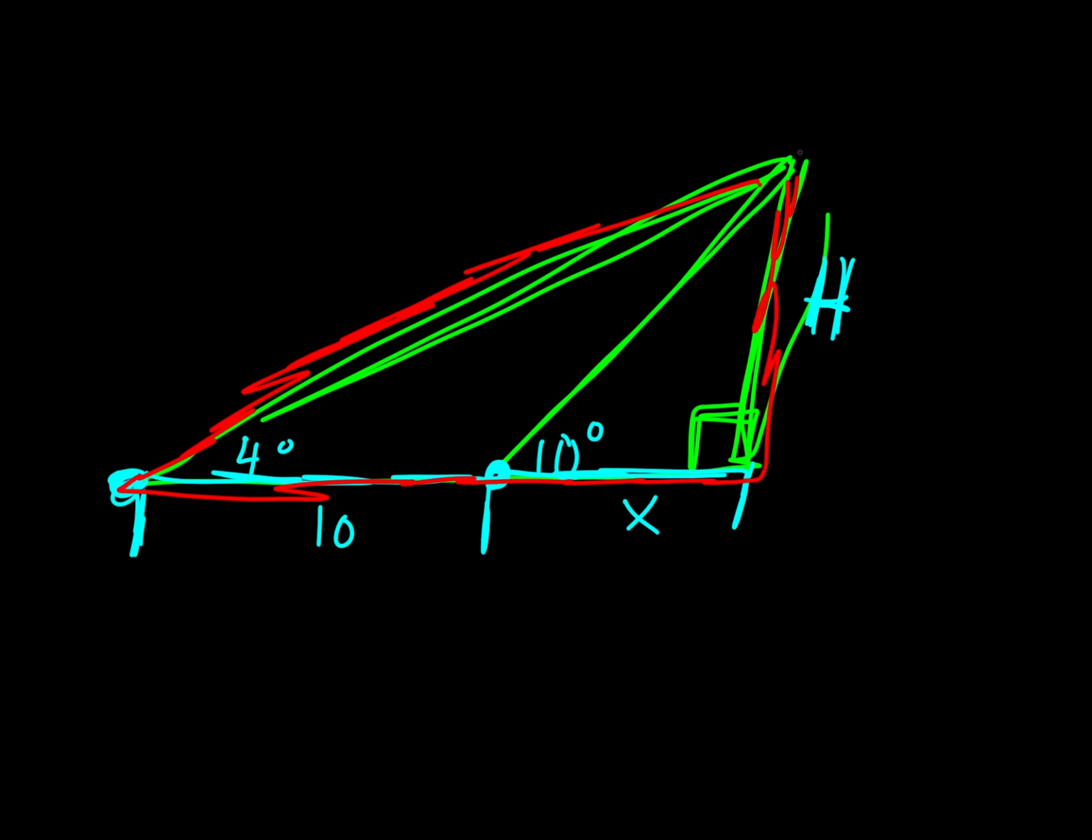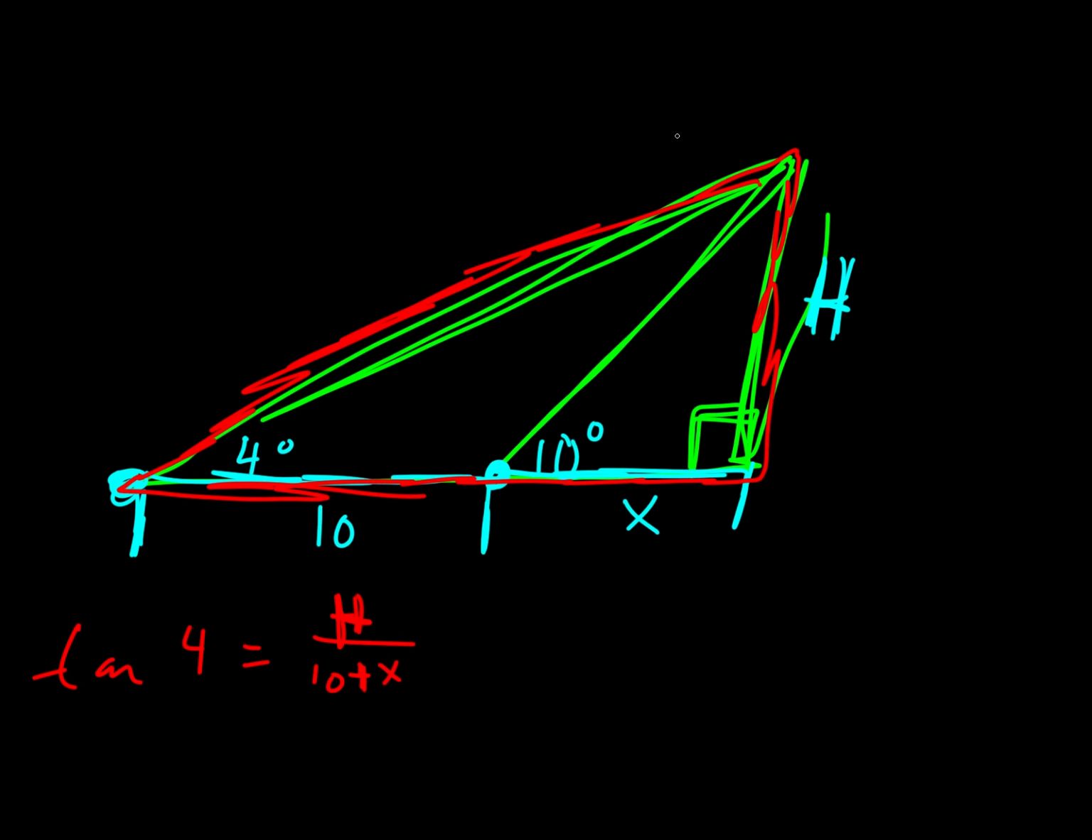Okay, so I'm going to look at this big triangle that I've outlined in red. So we know it's 4 degrees. We are interested in the opposite as well as the adjacent, so that's going to be tangent. So tangent 4 is equal to h over 10 plus x, because the entire side is 10 plus x. All right.